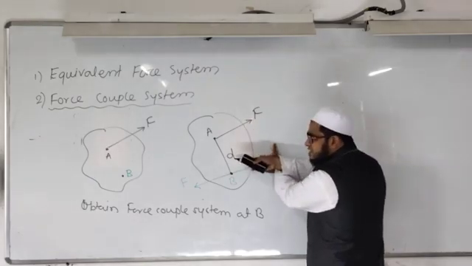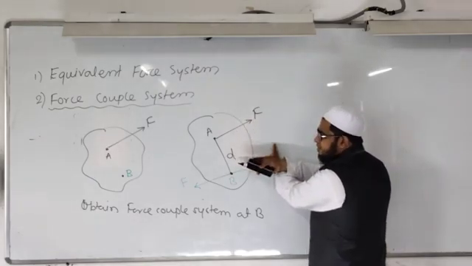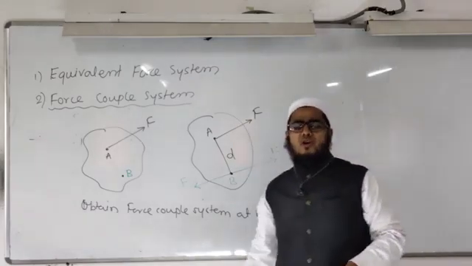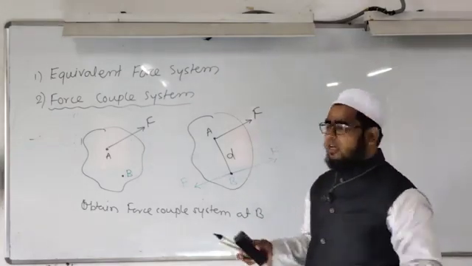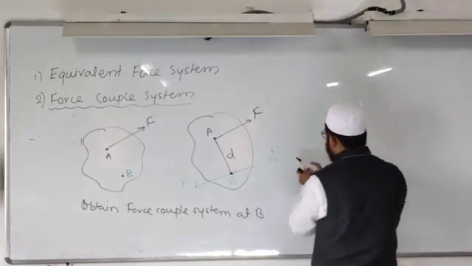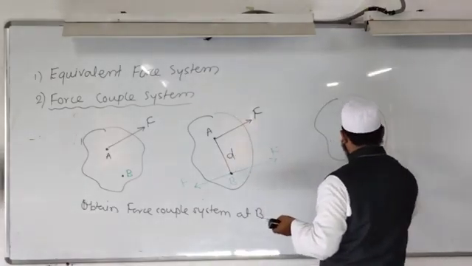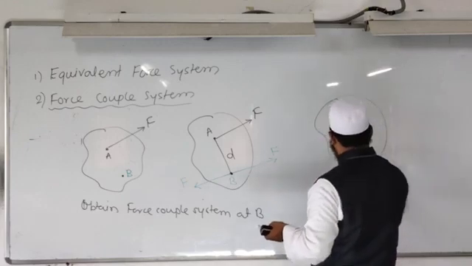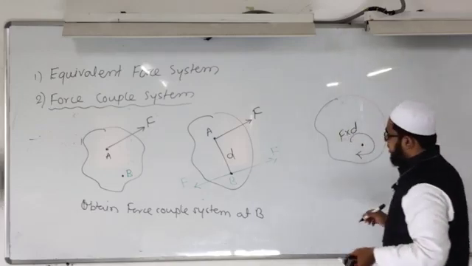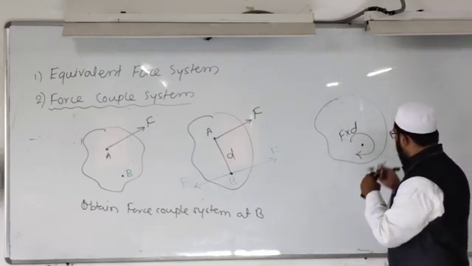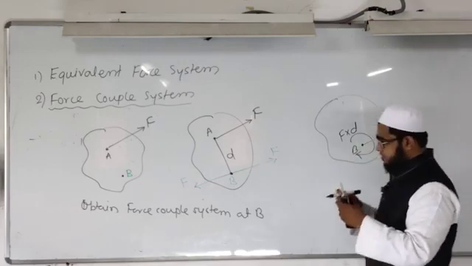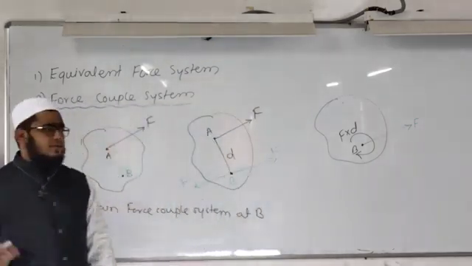Two forces separated by distance d form a couple. We know the definition: when two unlike parallel forces acting on an object separated by a finite distance form a couple. Hide this force. These two forces are forming a couple. I will write here a couple of magnitude F into d, and this force F will be as it is at point B. There is no change.